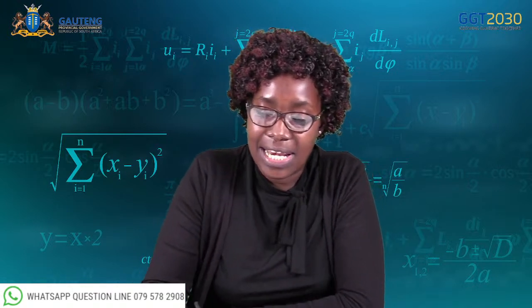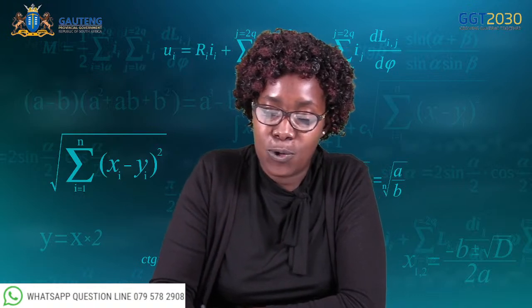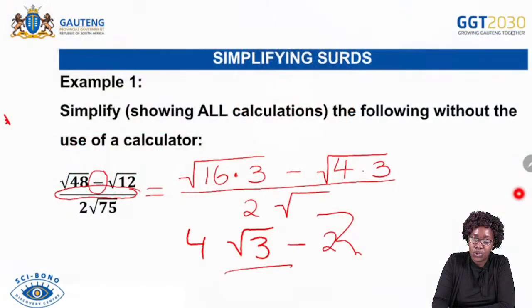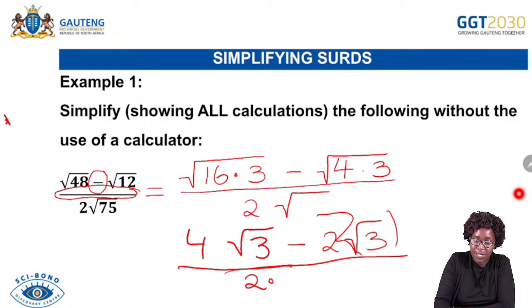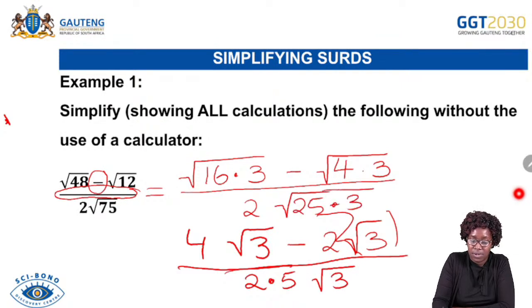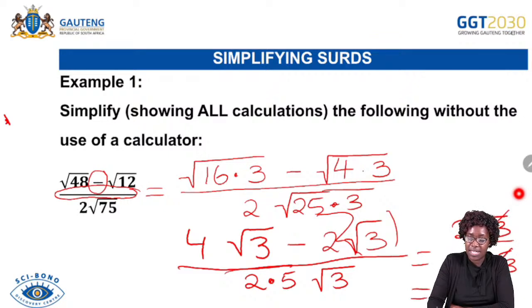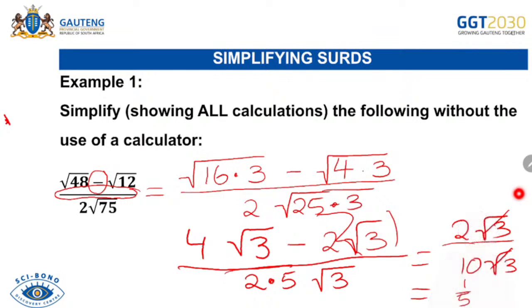Right, so let's quickly check again. We said 4 square root 3 minus 2 square root 3, and then this is divided by 2 multiplied by 5 square root of 3. Then, like I said before, this gives us 2 root 3 divided by 10 root 3. Then the root 3's will divide, and this gives us 1 over 5. I hope you were able to follow that through grade 11s.